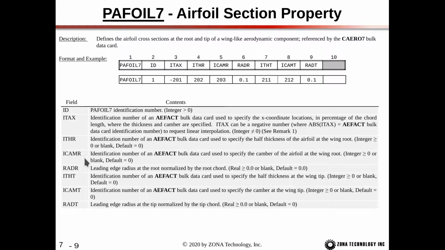Next, we have ICAM-R, which specifies the camber of the airfoil. And this is normalized by the chord of the airfoil. And then next we have RAD-R, which is the leading edge radius, once again normalized by the chord. And then we repeat, we have the thickness, camber, and radius for the tip side or the right-hand side of the C07.